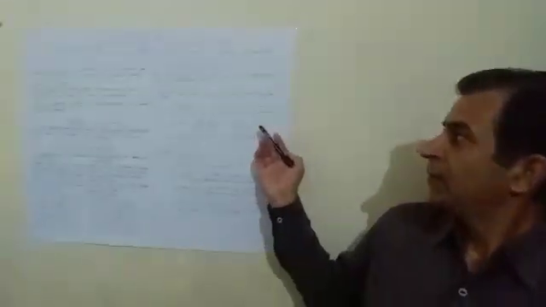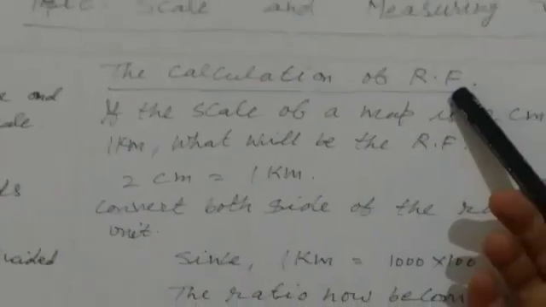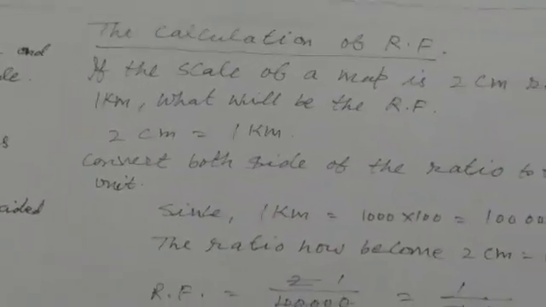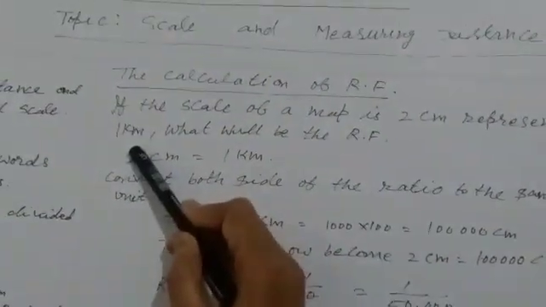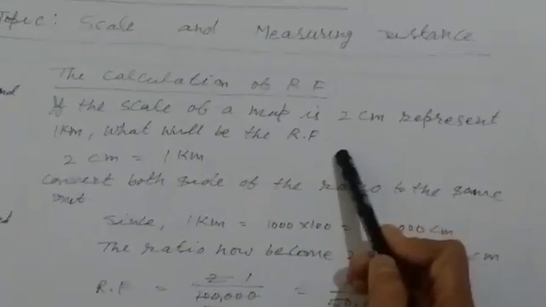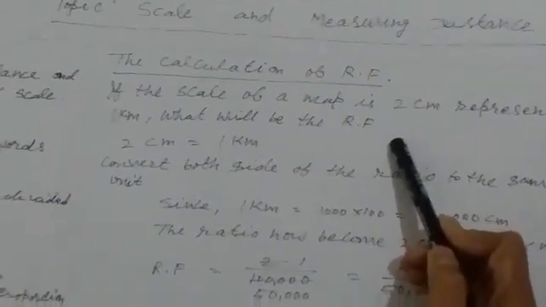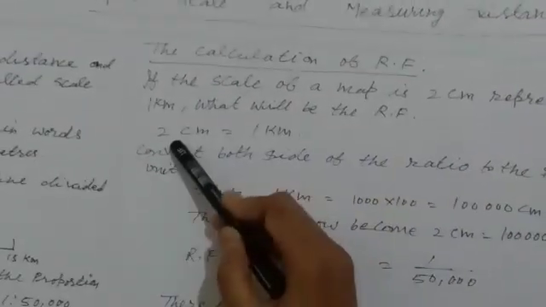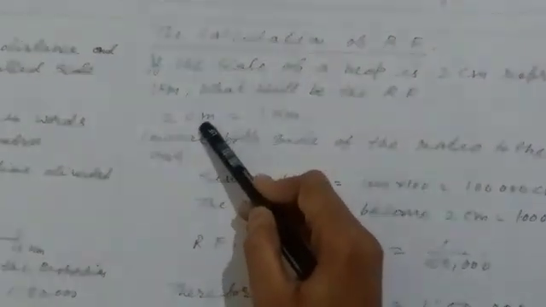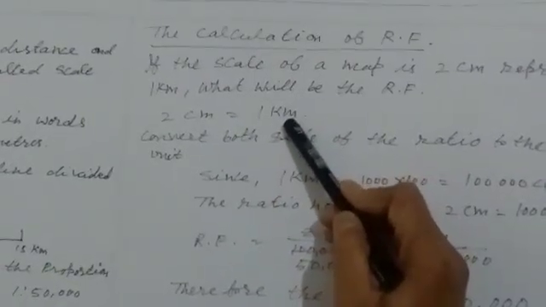Next topic, the calculation of RF. Convert RF, centimeter to kilometer. If the scale of a map is 2 cm represents 1 kilometer, what will be the RF? First, 2 cm represents map distance and 1 kilometer represents ground distance.